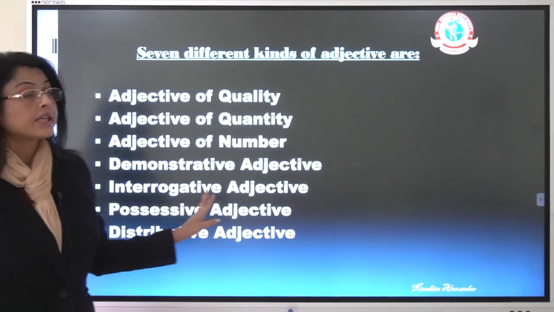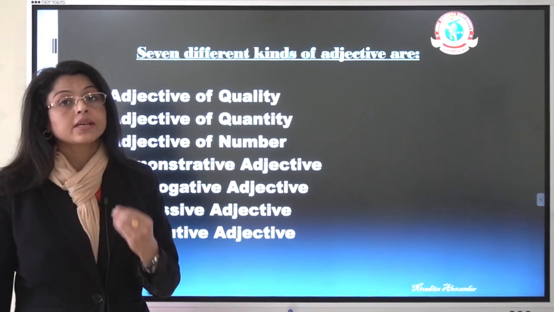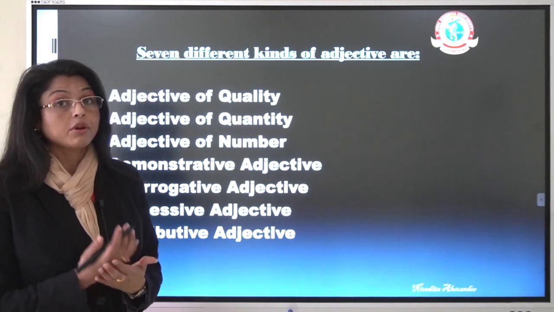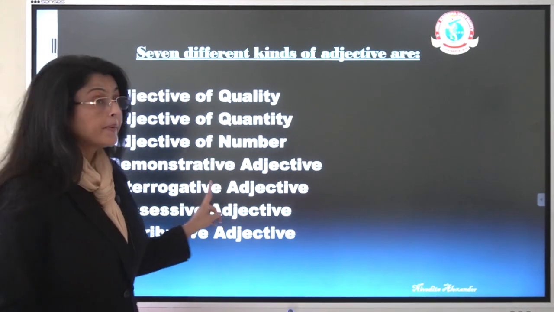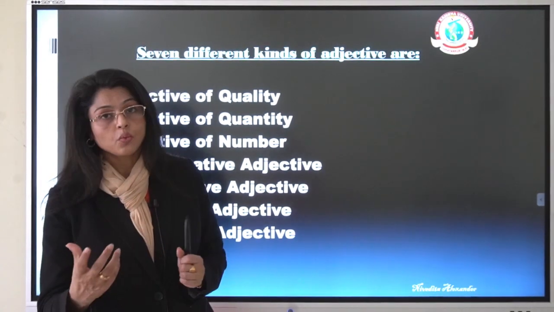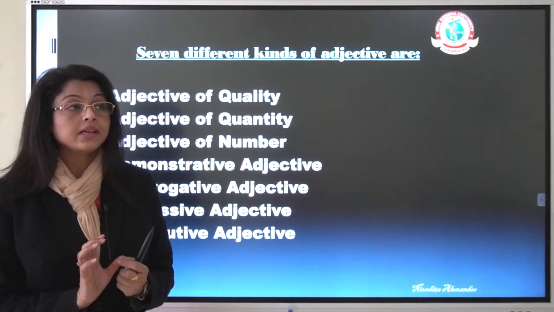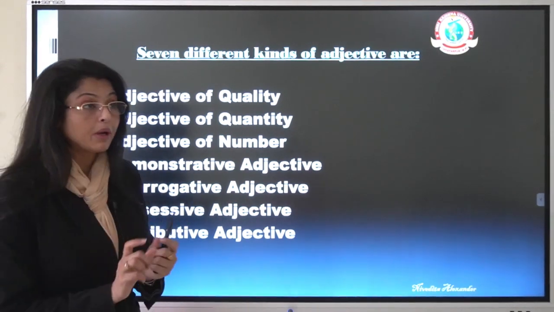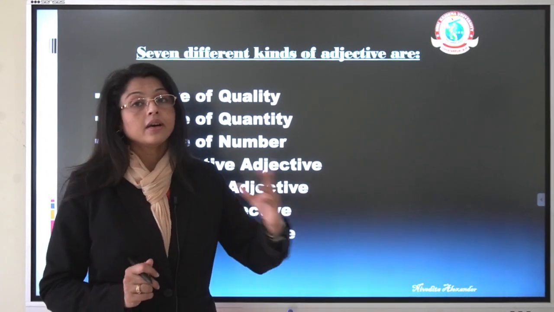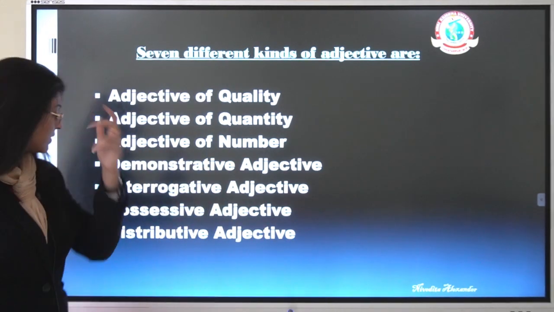Then interrogative. I always told you, whenever the word interrogative is there, that means it is a question mark. Now the question can be asked in two ways, and the adjective could be of two ways. First, when you are using a WH question or any question word like how, or when you are keeping the auxiliary verb or the helping verb in front of a subject and making a complete sentence a question, that will be an interrogative adjective.